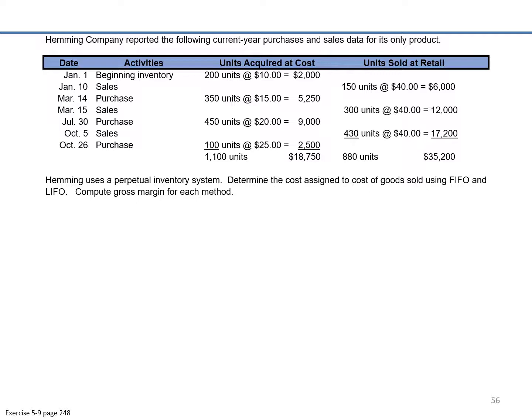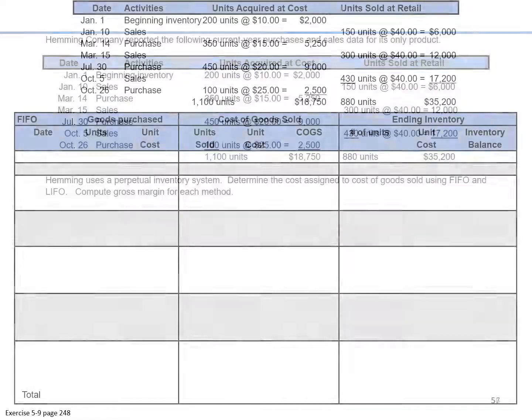Okay, moving on to exercise 5-9. So Hemming Company reports the following current year purchases and sales data. They use a perpetual inventory system, and they want us to determine the cost assigned to cost of goods sold using FIFO and LIFO, and compute the gross margin for each method.